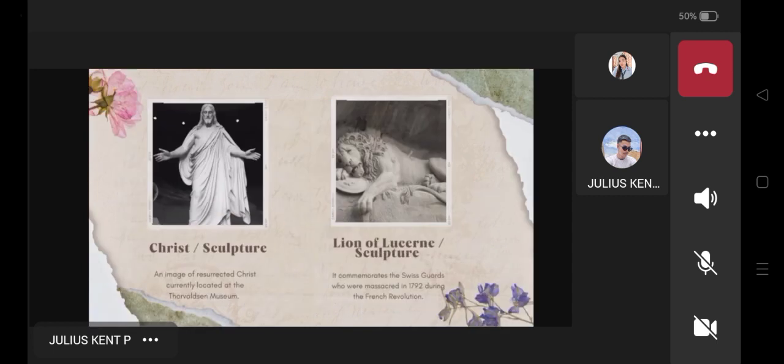Christ, una. Sculpture din siya. An image of the resurrected Christ currently located at the Thorvaldsen Museum. Na-create niya yan noong 1833.